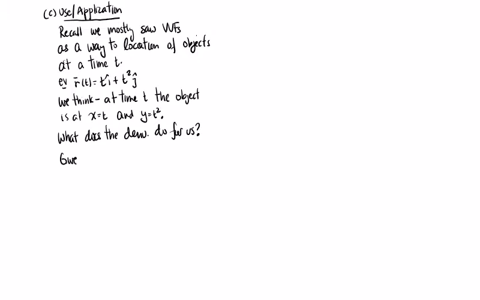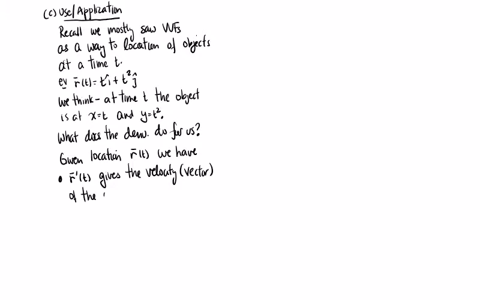So given a location r of t, we have the following. First thing, the first derivative gives the velocity. Now keep in mind this is a vector. So it's the velocity vector of the object. It points in the direction of motion, as we'll see.